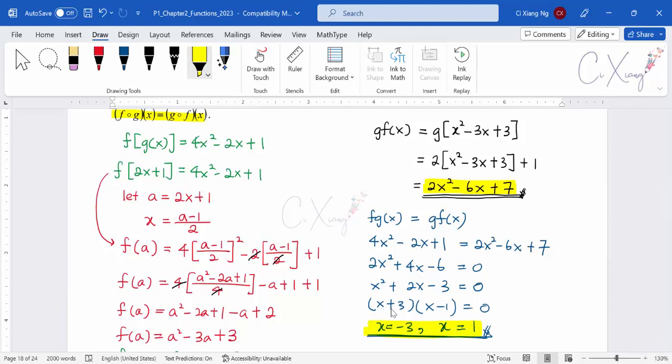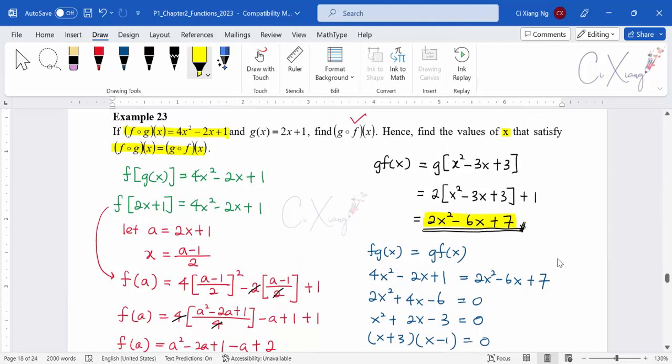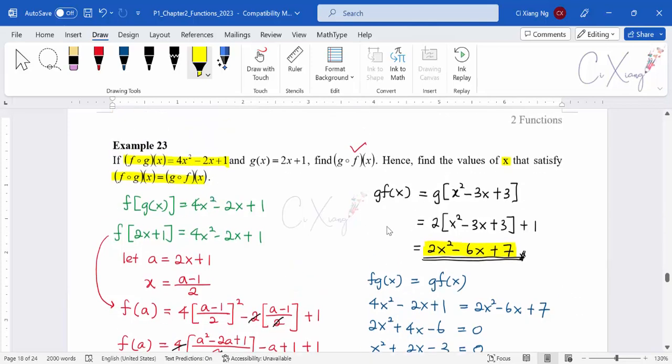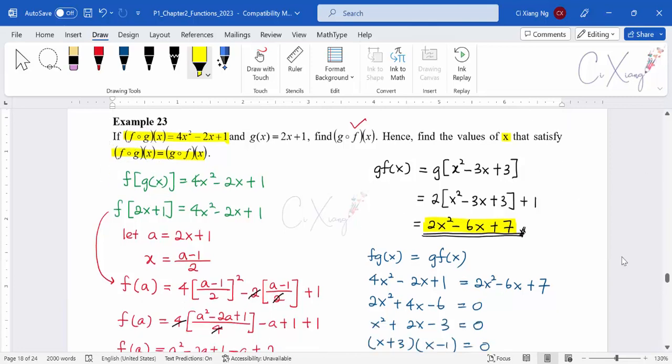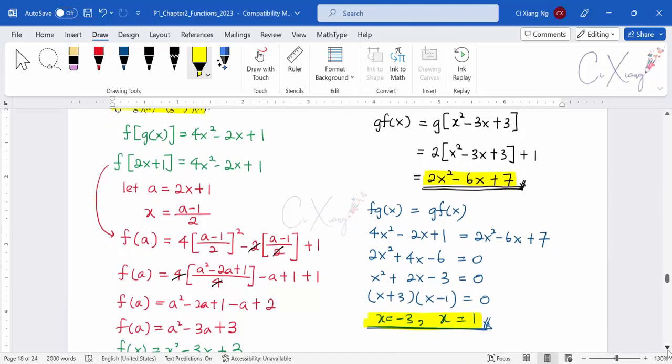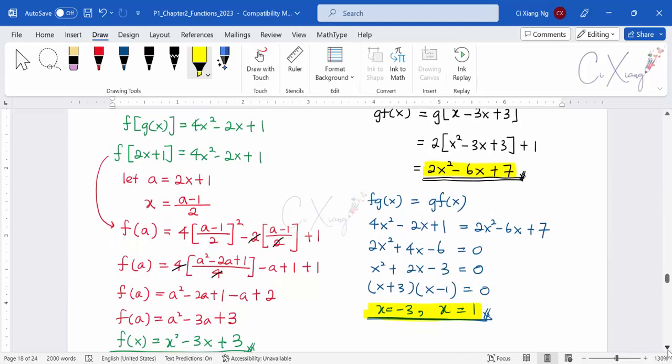Okay, so this is how we solve the question, example 23. Where they give us the composite function f(g(x)), they actually want you to find the function f that comes later. They give you the function g which comes earlier. And you need to know how to find the function f. Then after that, only you continue with the question. So this is what we have for example 23.